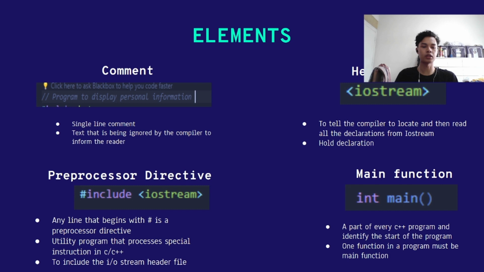And then we have the main function. Main function is a part of every C++ program, and it is used to identify the start of the program. As we all know, in the steps on how to create a program in C++, at least one of the steps is that we have to start with int main. One of the functions in a program must at least be the main function as well.